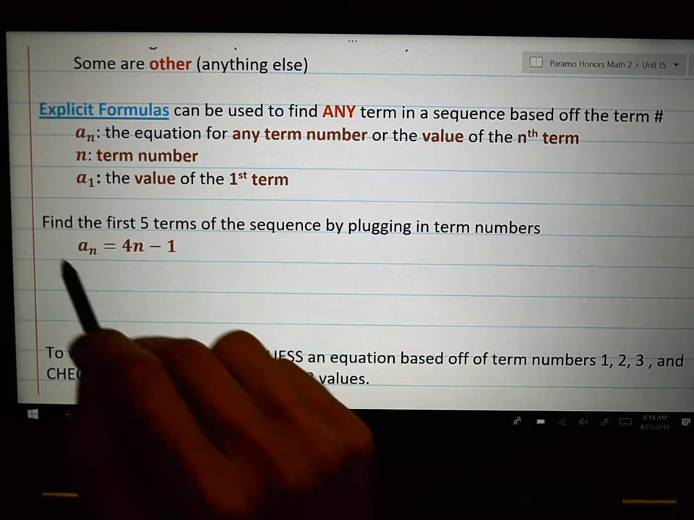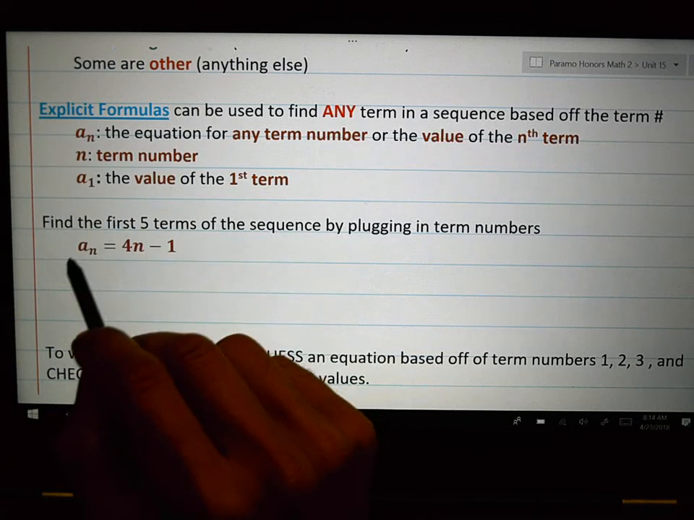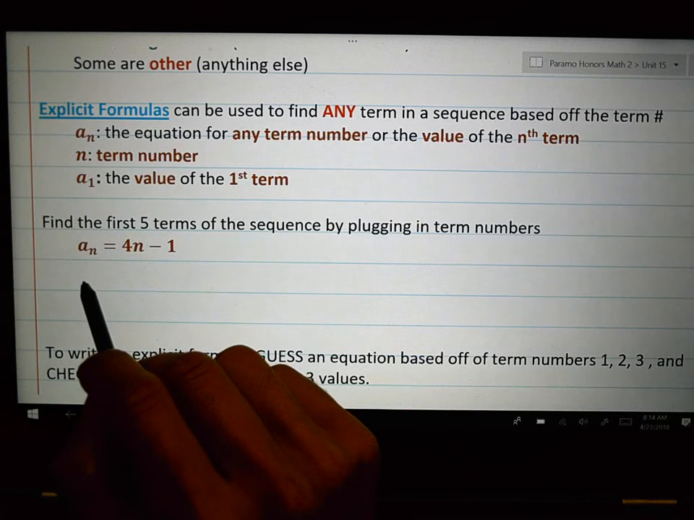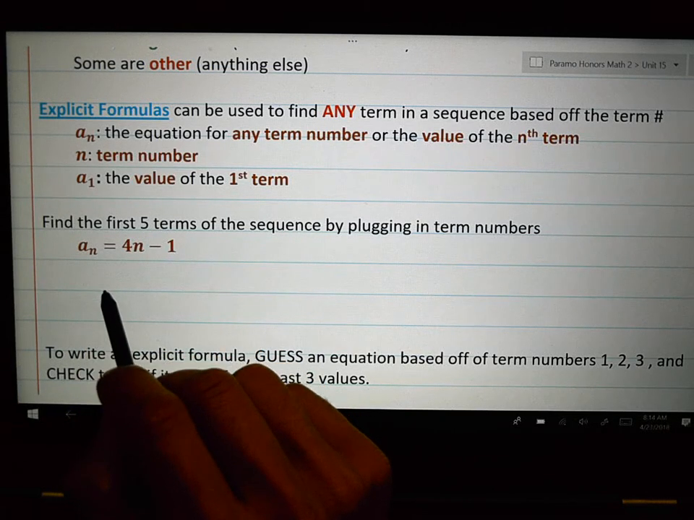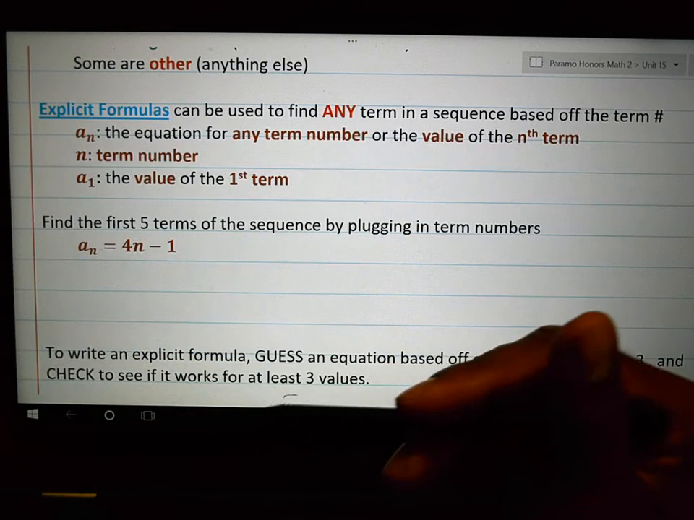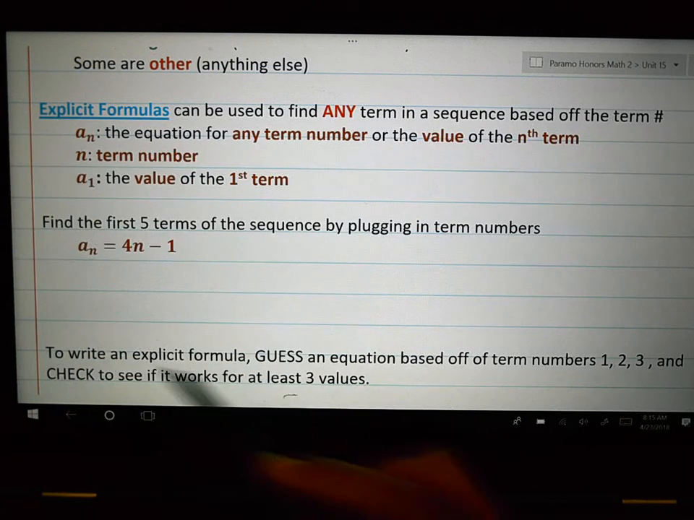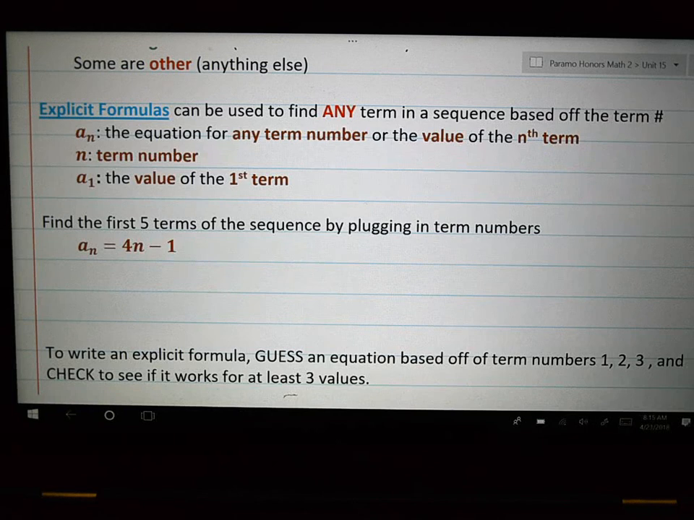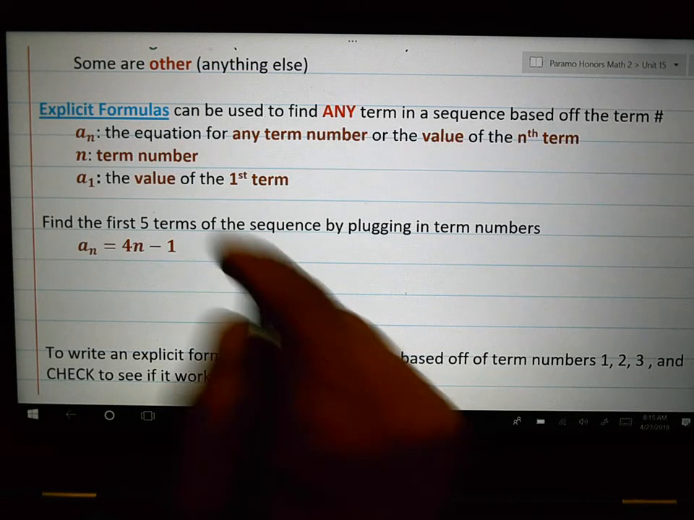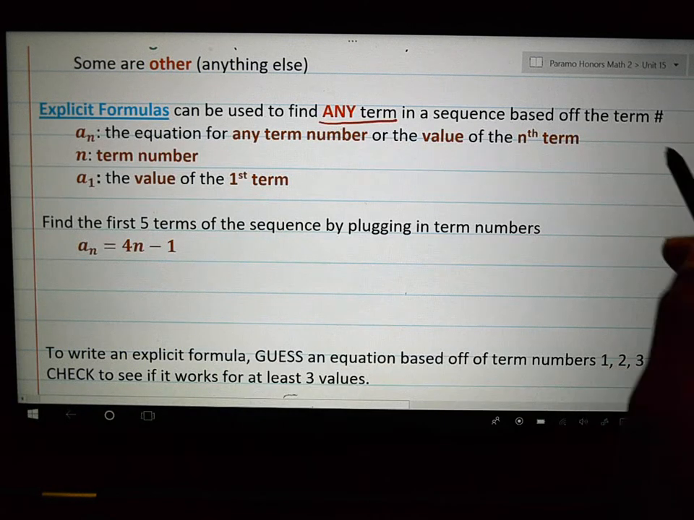Explicit formulas are going to look something like this. There'll be a formula, and there's going to be something like an A of n, A sub n. This sub n just describes to you that it can be used to find any term number. I could use this explicit formula to find the first term or the second term or the 10th term or the 100th term or even the 1000th term in the sequence. That's what I like about explicit formulas. It can be used to find any term in the sequence based off of the term number.